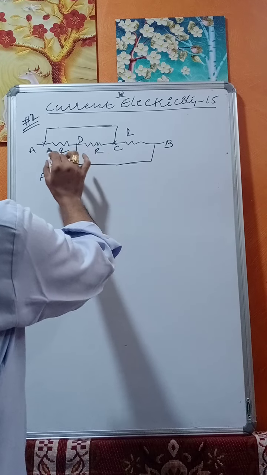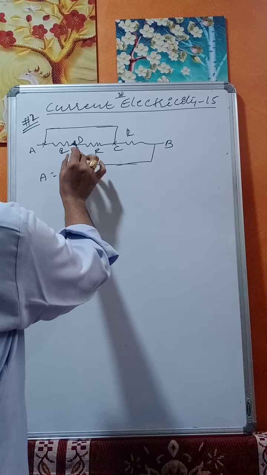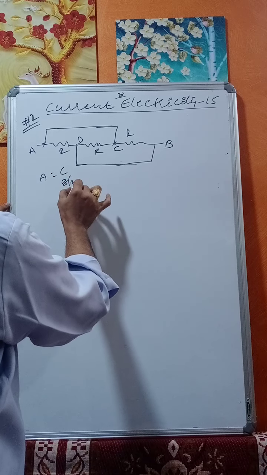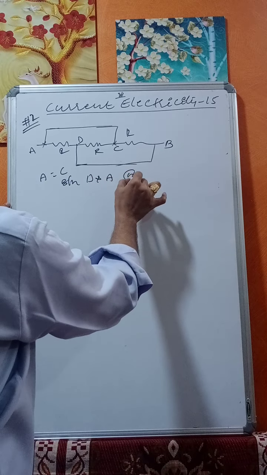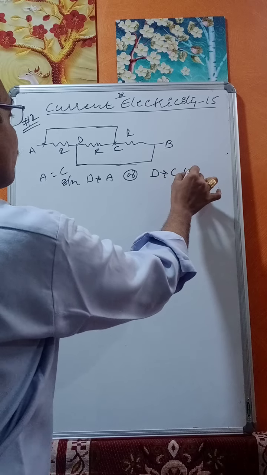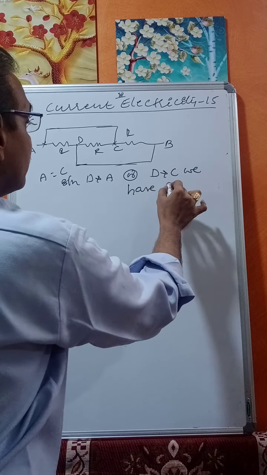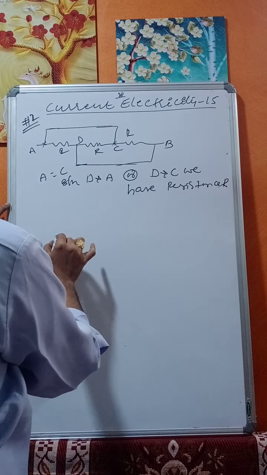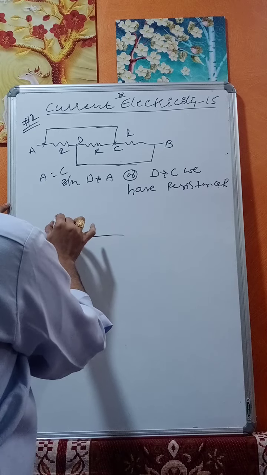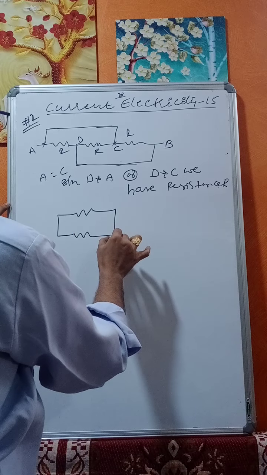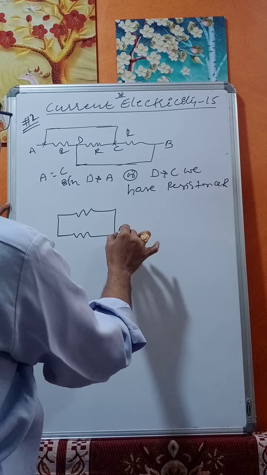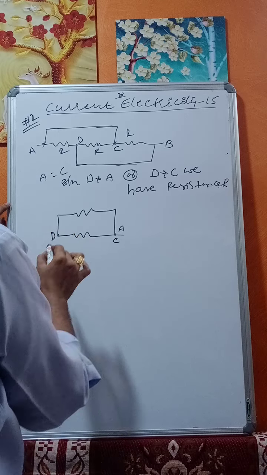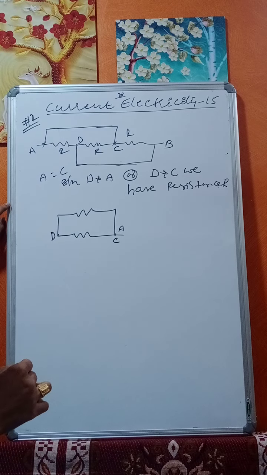Therefore, between D and A, or we can say D and C, because A is equal to C, we have resistance R. Therefore, this reduces to this: this is R, this is R. This is also equivalent to A, this is equivalent to D.